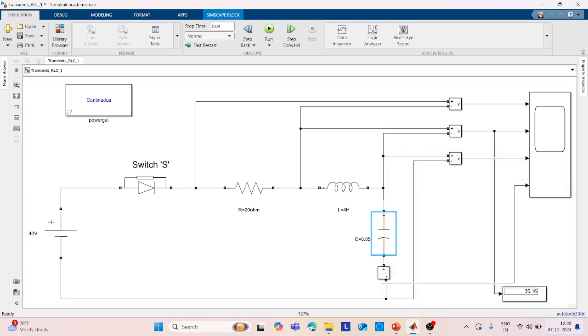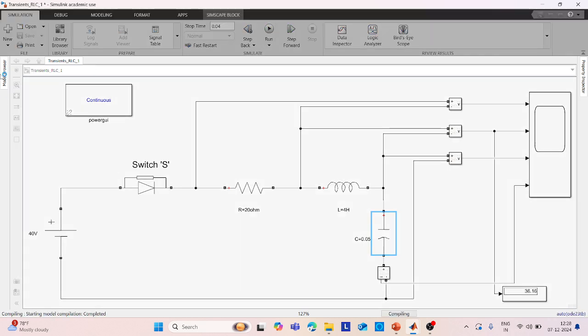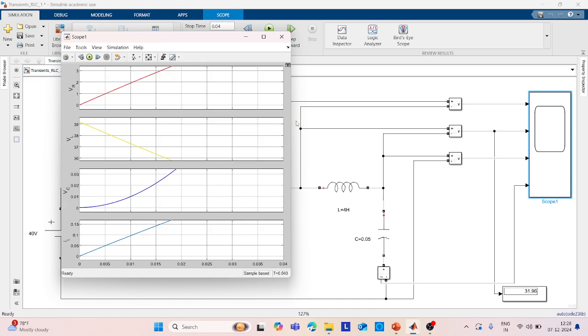Okay. Now after selecting this, you can see I have connected voltmeters across resistor, inductor and capacitor, and also current is flowing through the RLC circuit. For that you have an ammeter and all the responses are taken on this particular scope. Let us run this and check what is the condition we are going to get. Yeah, so you can see here the waveforms.